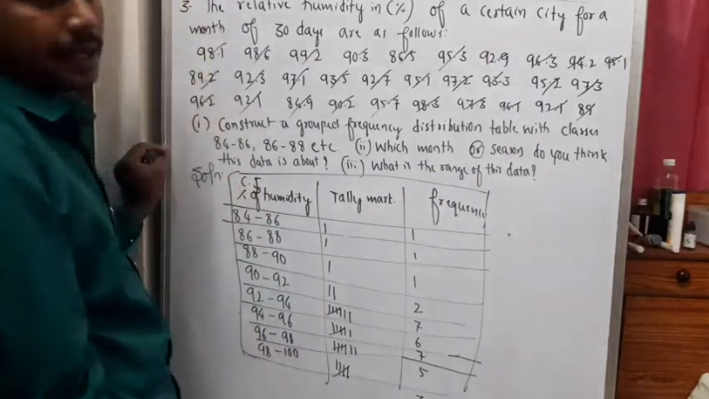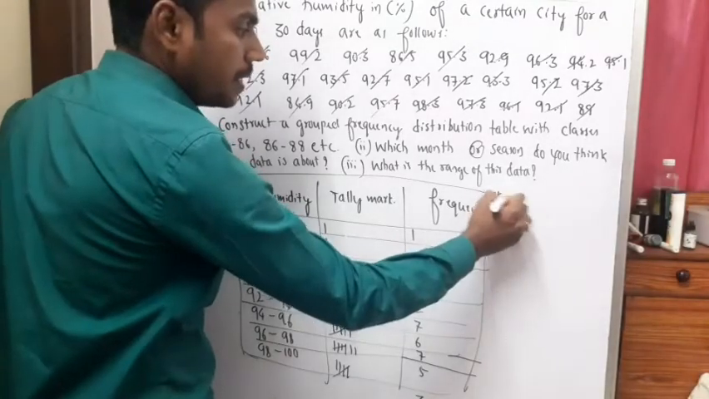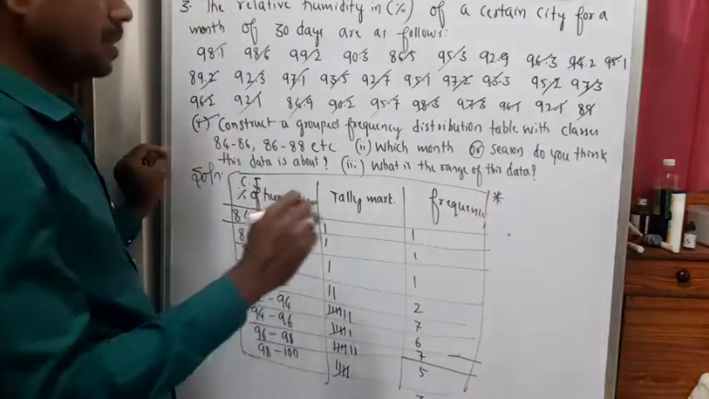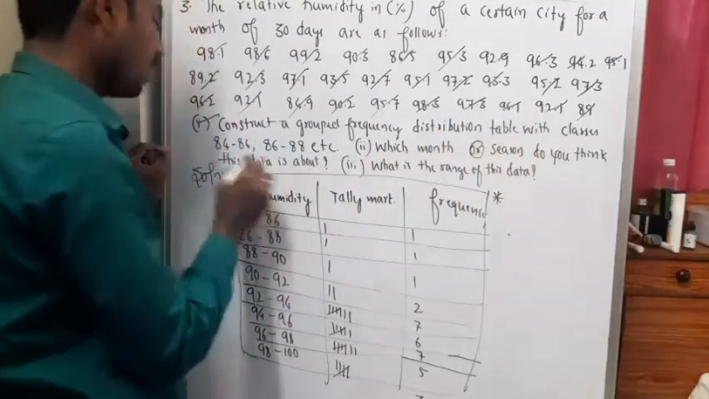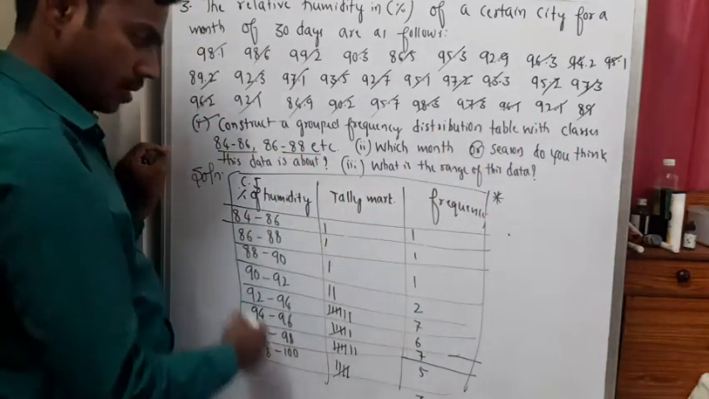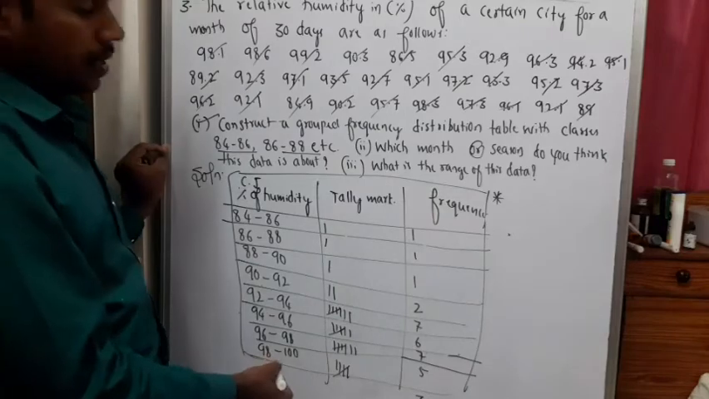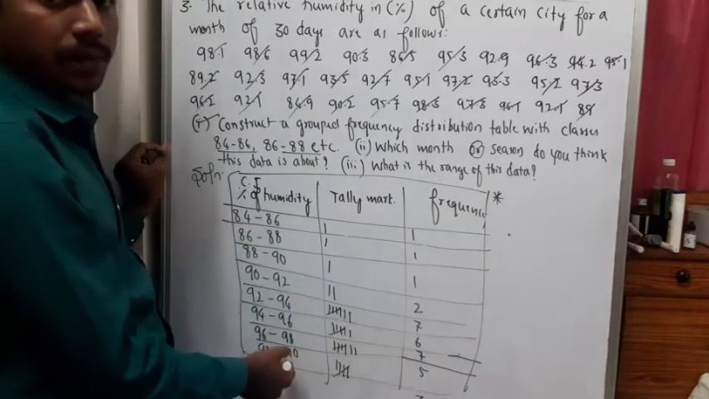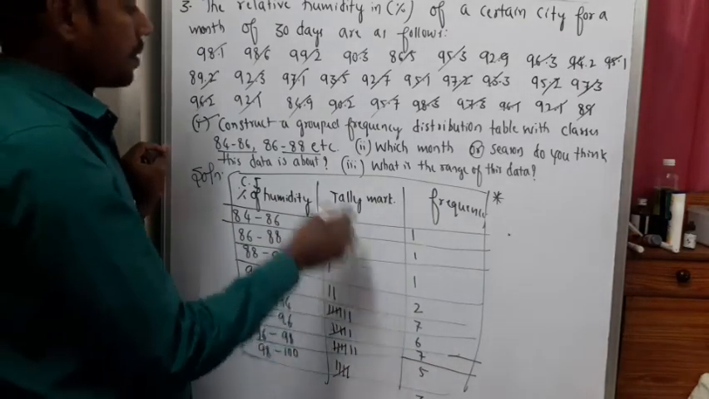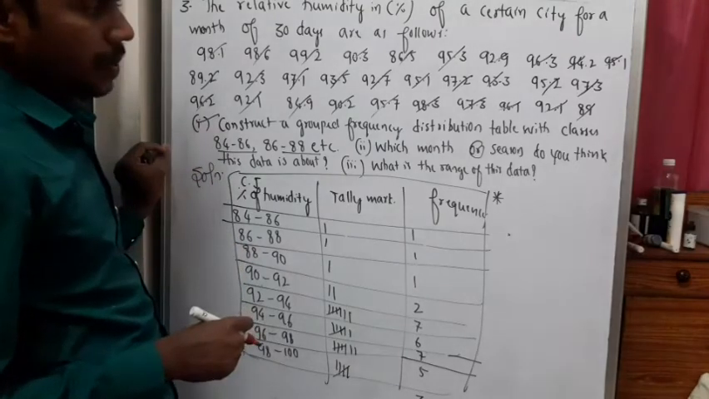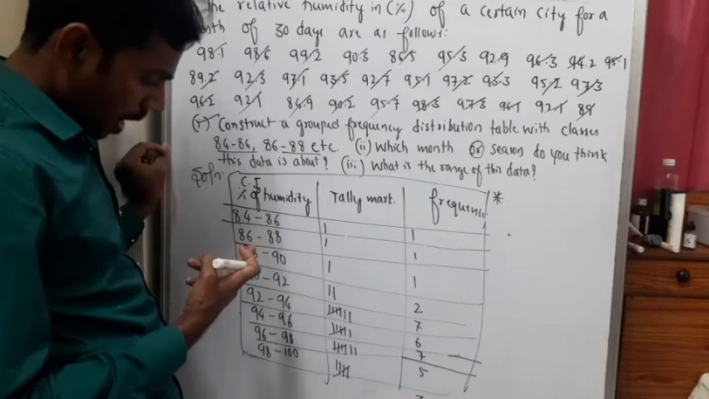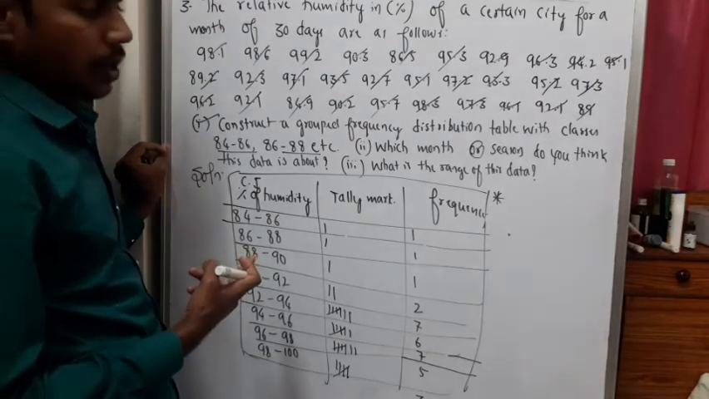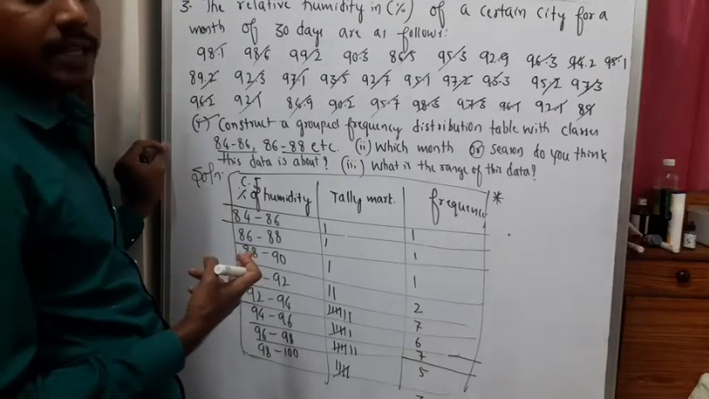So first sub question, construct a grouped frequency distribution table with classes 84 to 86 is over. So this is how we are going to represent the frequency distribution table. Then second question, which month or season do you think this data is about? See, almost it is around 96, 98. So humidity will be more in the case of rainy season.